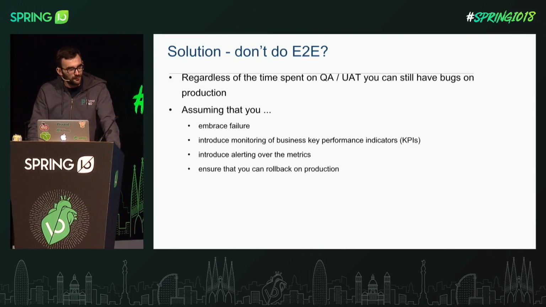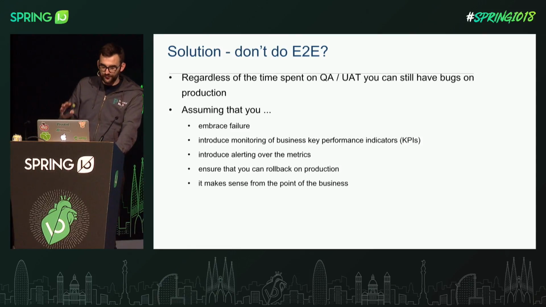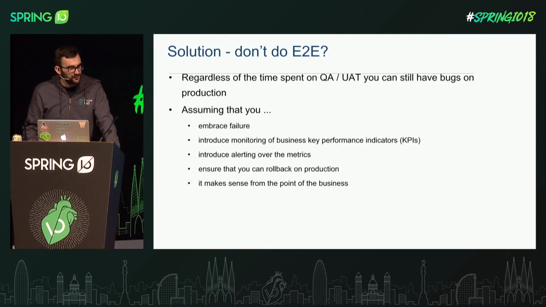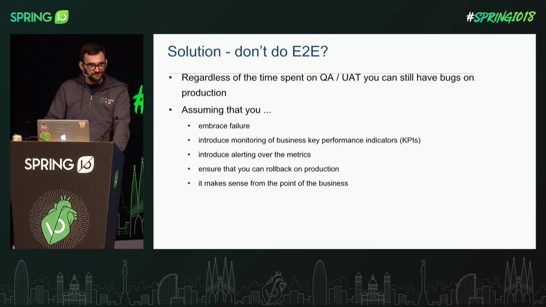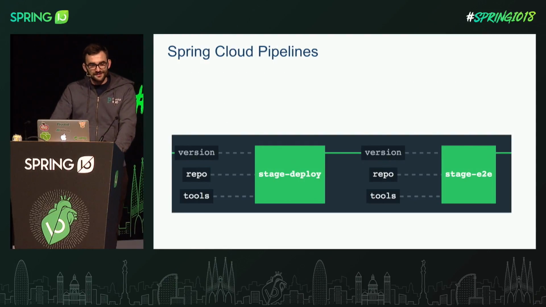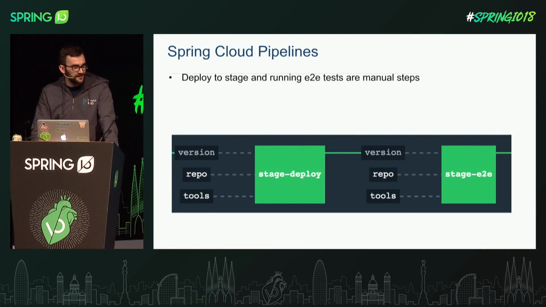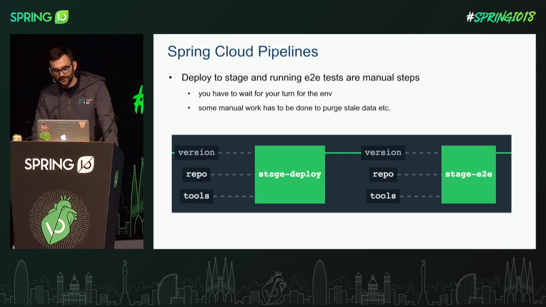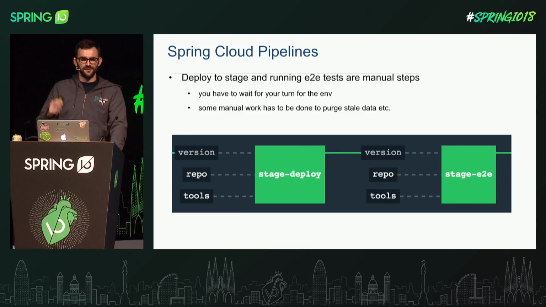And if you ensure that you can roll back on production, and obviously the whole thing of not doing end-to-end tests makes sense from the point of view of the business, so we talk to the business and it makes sense from the business perspective, you could theoretically, maybe, stop doing end-to-end tests. But since it's pretty controversial, the step is still there, and it's manual. Why is it manual? Because you have to wait for your turn, and you have to purge stale data, do some manual stuff, deployment of some other things. So both of these steps are manual.